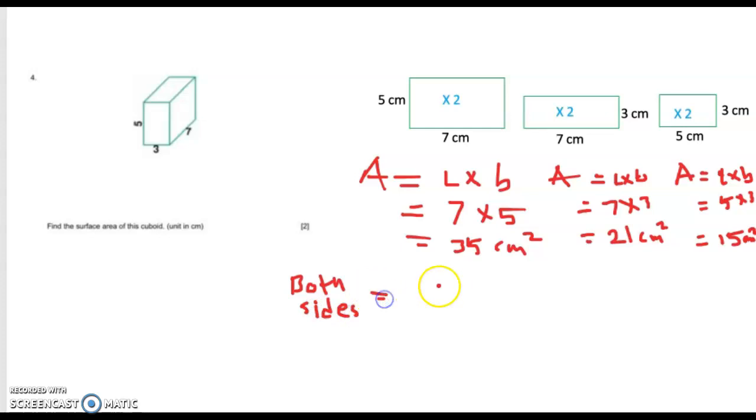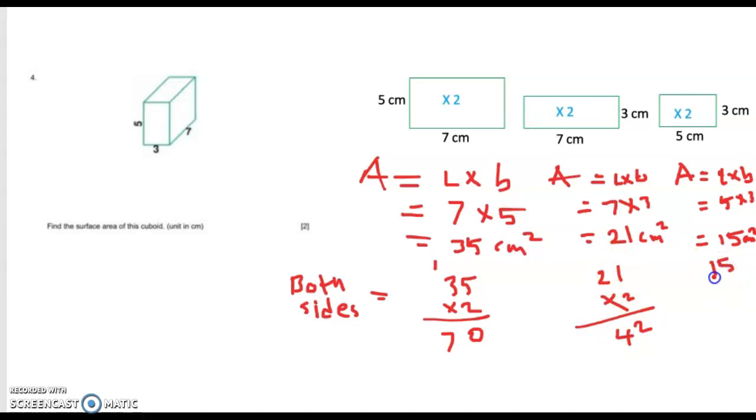That is 35 times 2, right? 35 times 2: 5 times 2 is 10, and 1 here, 6, 7, this is 70. Now 21 times 2 for both the surfaces, so 2, 4, 42, and 15 times 2, which is equal to 5 times 2 is 10, and 1 here, 2 times 1 is 2, 3, 30, right?